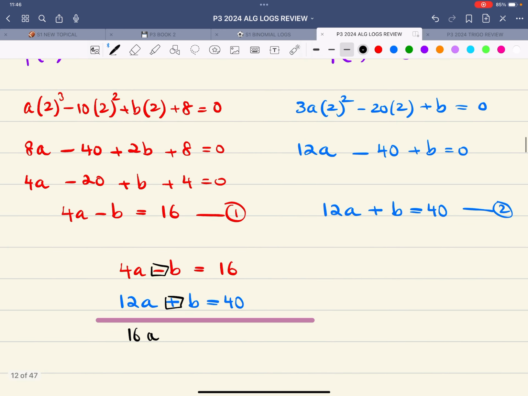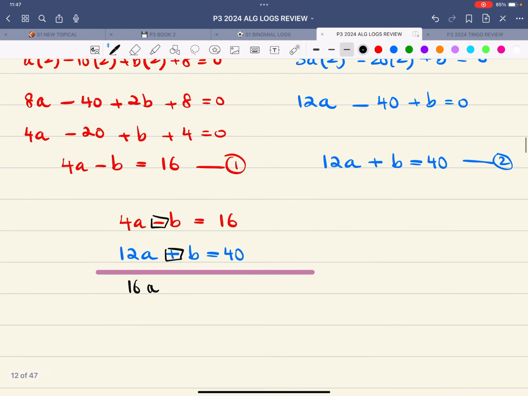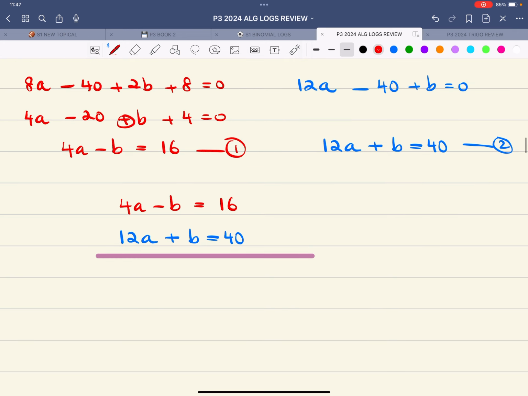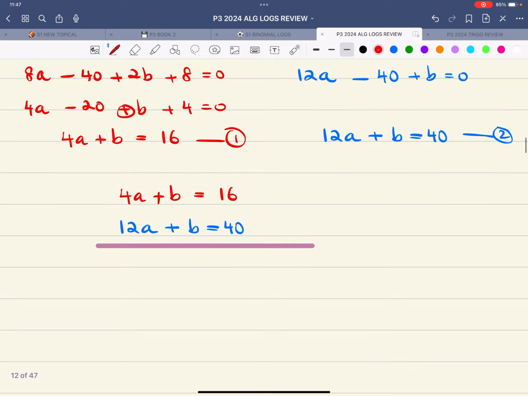So let me just double check my working. 4a plus b is this, and there is a plus sign. No, it's not cancelling out. There was a small error over here. This one was positive. Okay, so I made a mistake of copying it wrongly. This is plus b, this is plus b, this is plus b.